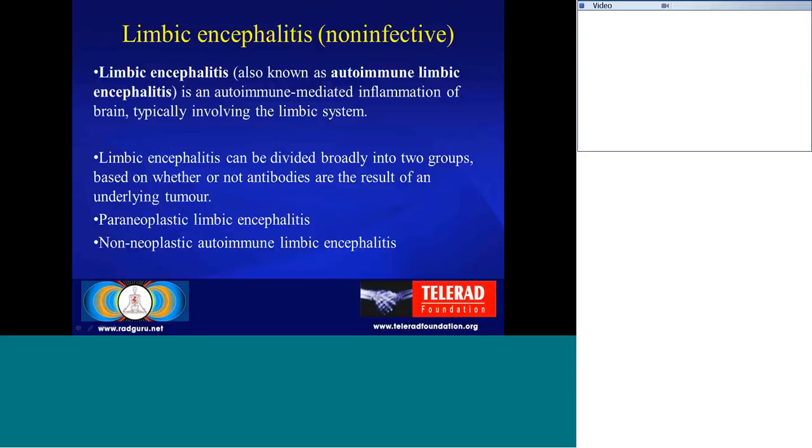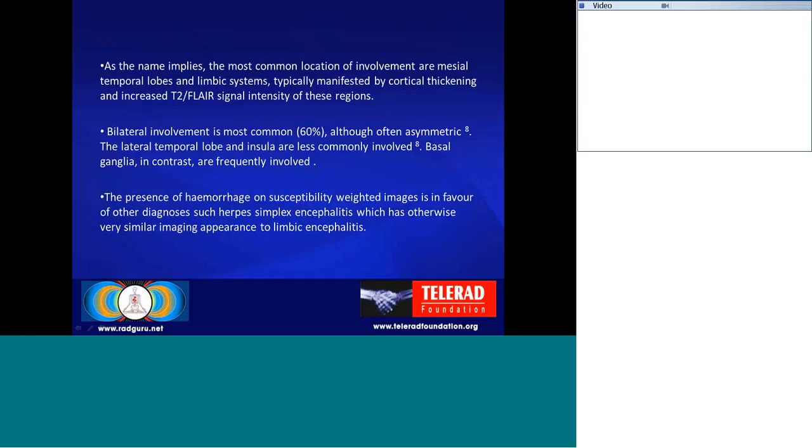We should always differentiate limbic encephalitis from herpes simplex encephalitis. This is a non-infective encephalitis, whereas herpes simplex encephalitis is an infective encephalitis. In limbic encephalitis, psychotic symptoms occur as prodromal symptoms over a course of time, whereas in herpes simplex encephalitis, the symptoms are limited to 1 week or a few days. The most common involvement is the mesial temporal lobes and limbic system, typically manifested by cortical thickening and increased signal intensity of the regions.